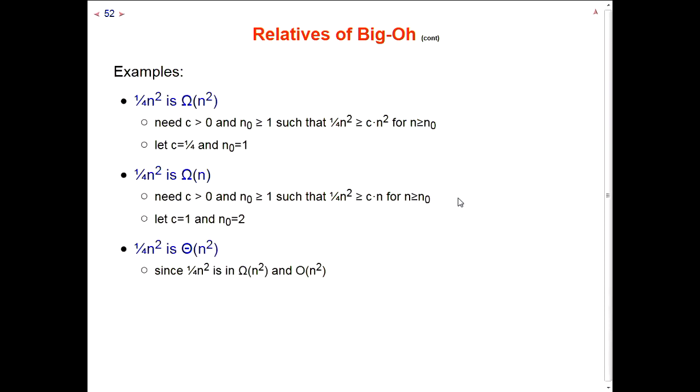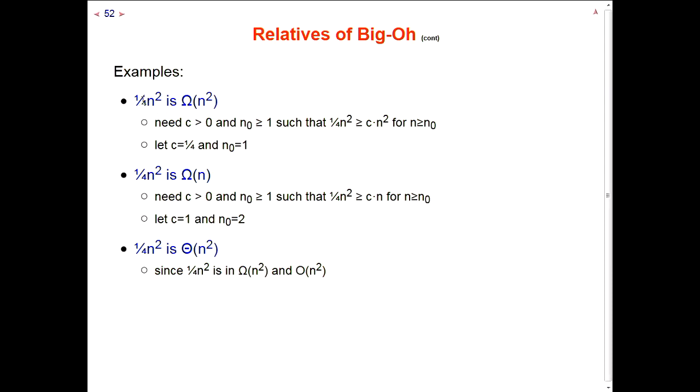Well, just examples to illustrate this. If we consider the function 0.25, or a quarter, times n square, this is omega n square. And now we have to find a constant c and a constant n0 again, so that our actual function is greater or equal to c times n square, not smaller or equal. And clearly we can find constants by just grabbing this constant here and show this.